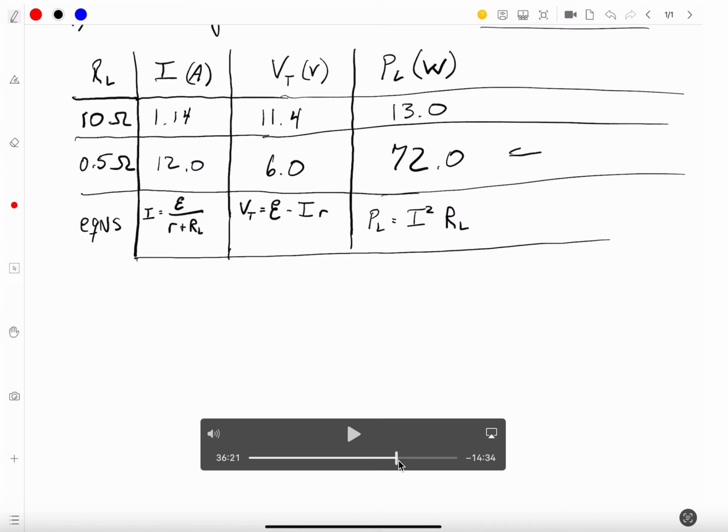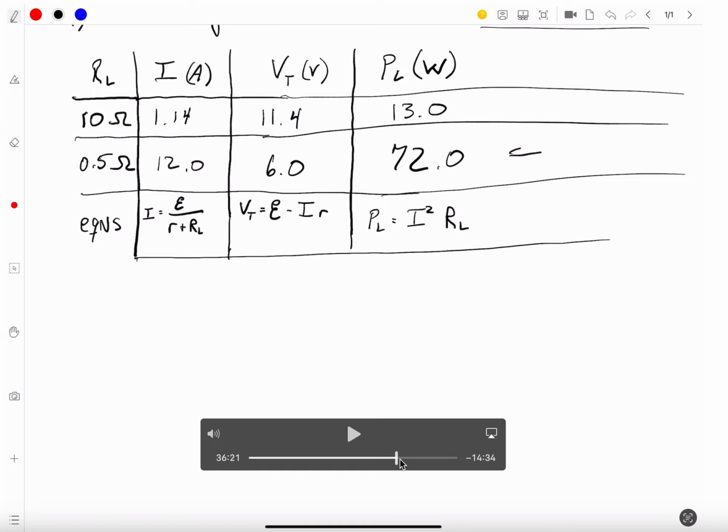Okay. Then the third thing that we want to know is what is the power. So we went down considerably in our power loss. We didn't lose 200 watts this time. We only lost 72 watts. However, the 10 ohm resistor load only had 13 watts loss of power.